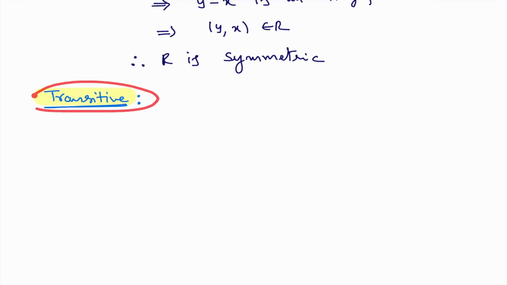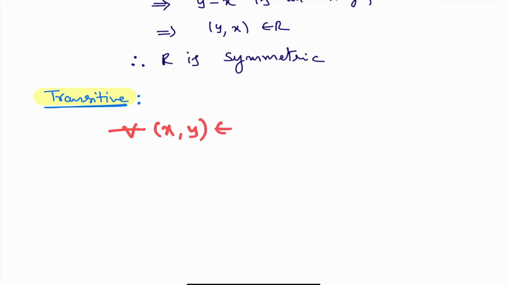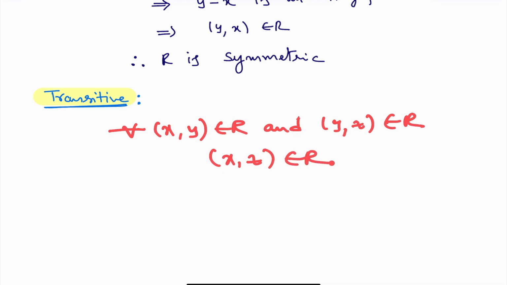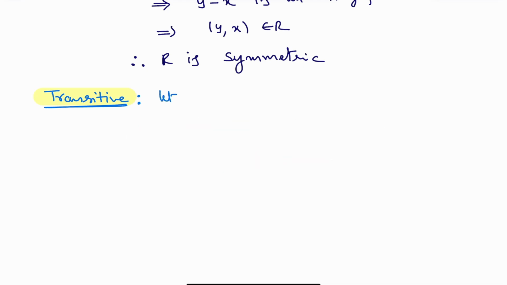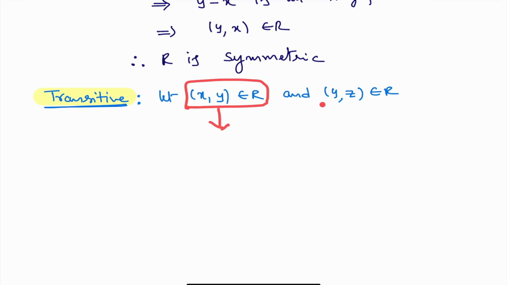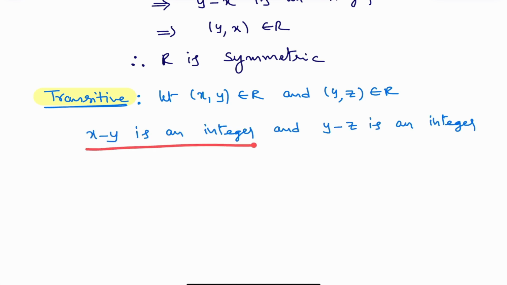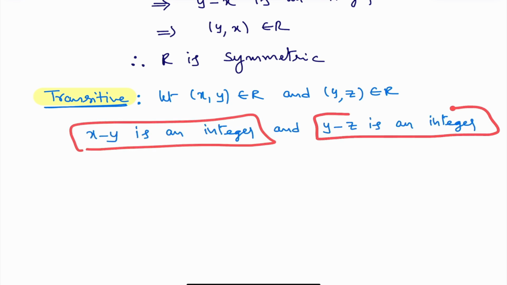How to check the transitive relation? What is a transitive relation? For every ordered pair x comma y belonging to R and y comma z belonging to R, we look for whether x comma z belongs to the relation or not. So first I'll take x comma y belongs to R and y comma z belongs to R. This tells you that x minus y is an integer. Y comma z belongs to R, this tells you that y minus z is an integer. I'll write the same: x minus y is an integer, y minus z is also an integer.